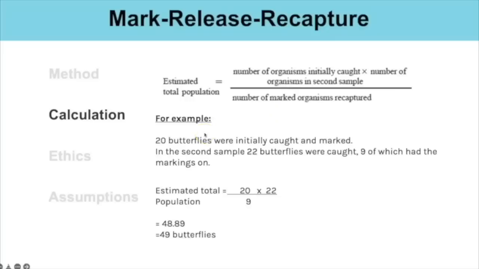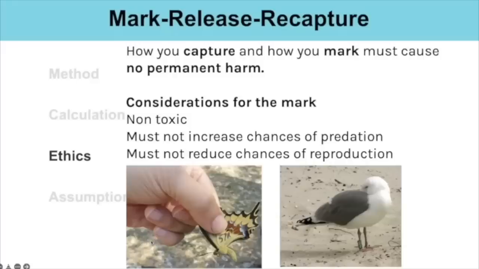So here we have an example where we caught 20 butterflies. In the second sample we caught 22 and 9 of them were from the original 20 that were marked. So that would mean we had 48.89, but we have to round up to have a whole number. So 49 butterflies. Now you have to consider the ethics here of how you capture them. And you aren't meant to be an expert and know exact suggestions. What you need to know is how you capture them and how you mark them must cause no permanent damage. So don't use anything that's going to be toxic, and it can't increase the chances of predation, and it mustn't interfere with their reproduction either.